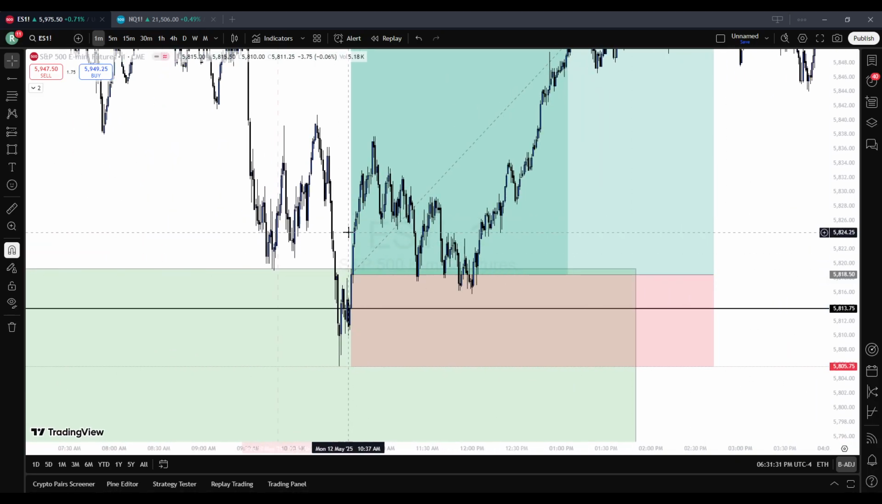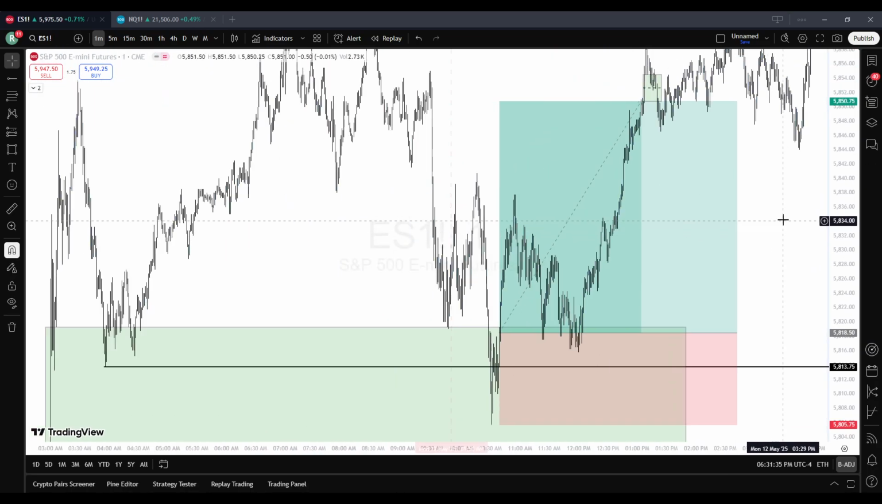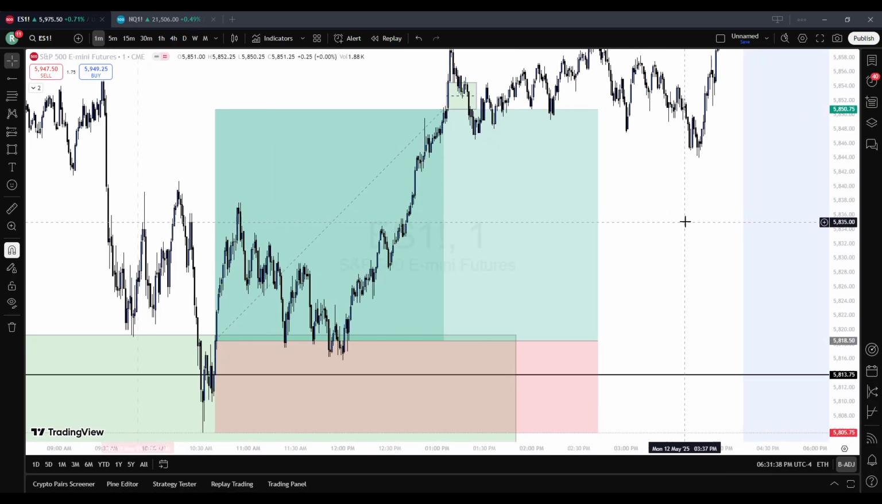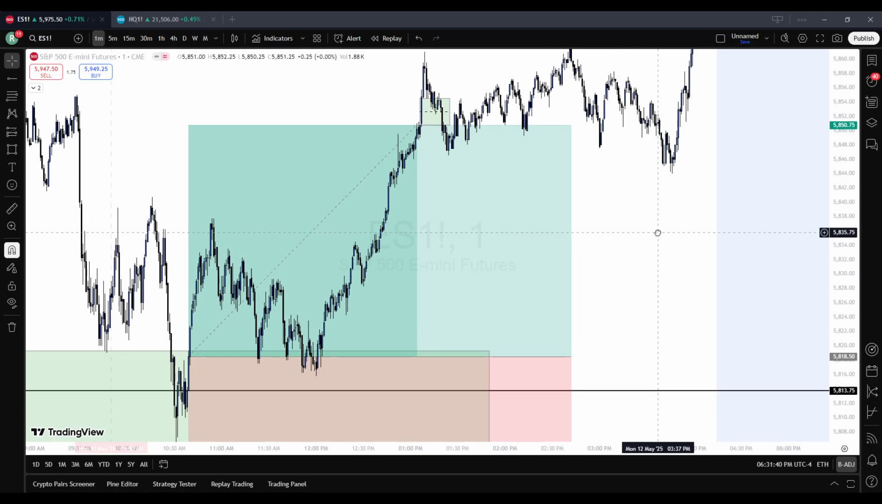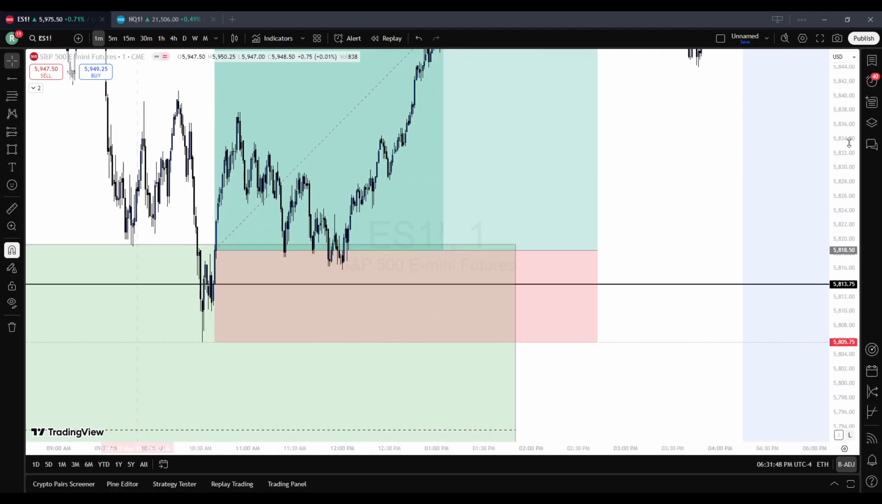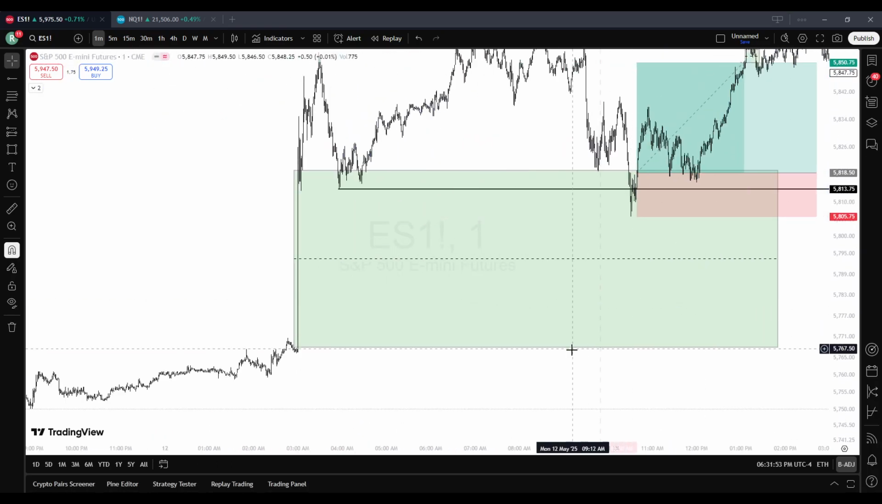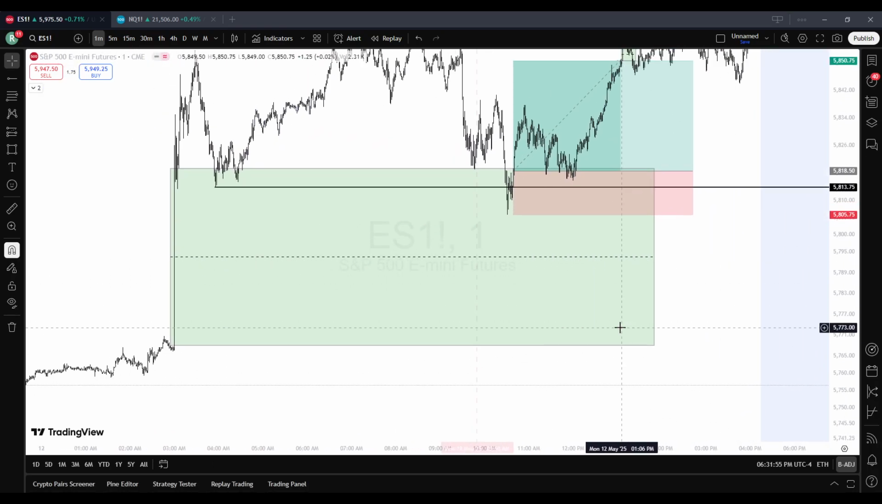Usually I don't like to trade outside of the macro, but I was just looking at the charts and I saw this and automatically got into it. But yeah, it's a lot of retests of this fair value gap here. Seeing multiple retests is how you know it's a valid fair value gap. It's a strong fair value gap.